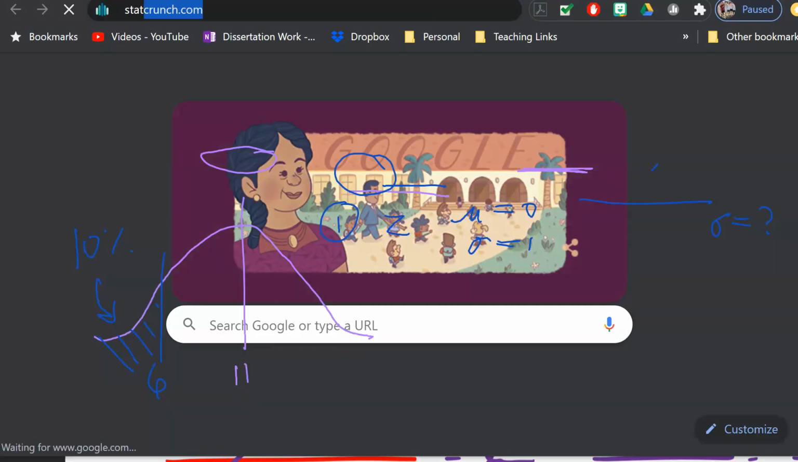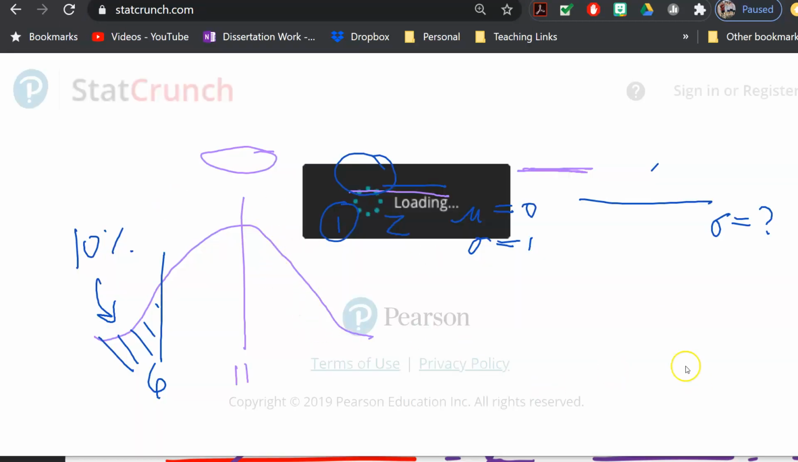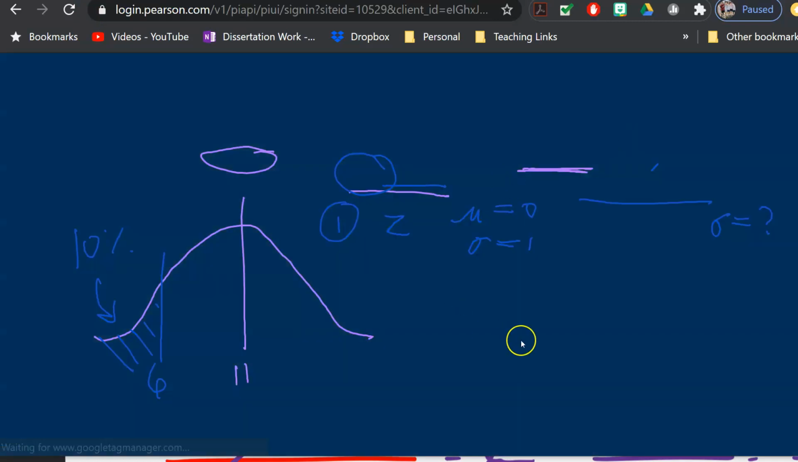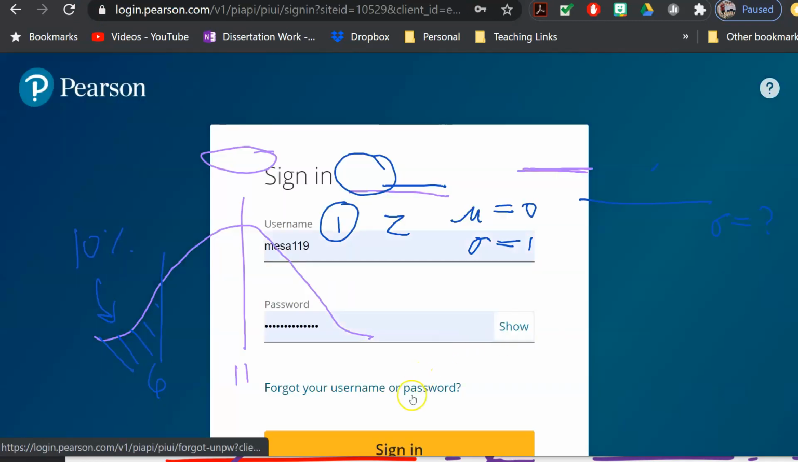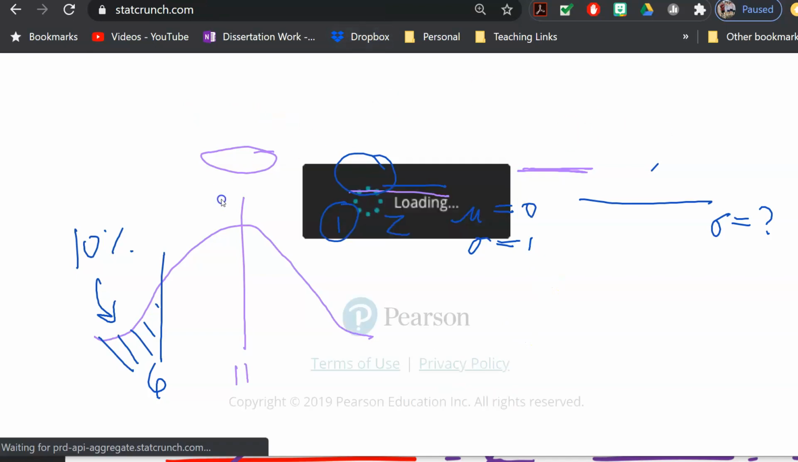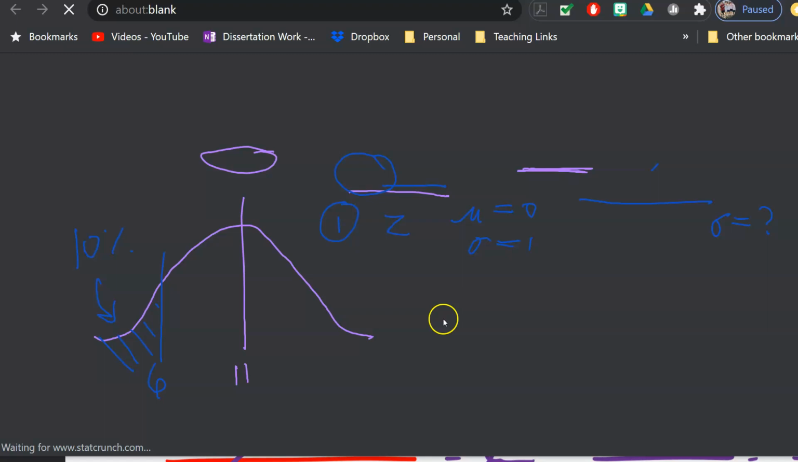So I'm going to go to StatCrunch. I'm going to leave all my writing there on the screen because I don't want it to go away. I'm going to sign in to our account. Cool, and you guys should just save that password so you're not retyping it in. There's no reason to not save it. And we're going to open StatCrunch.